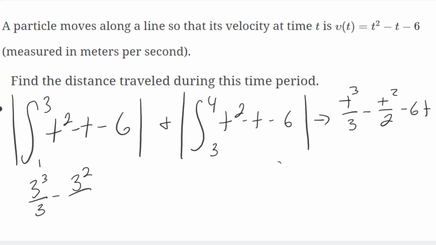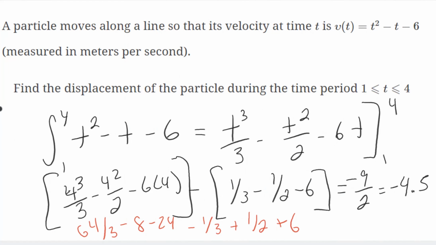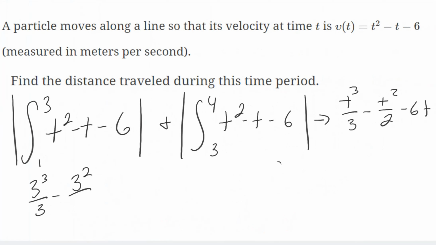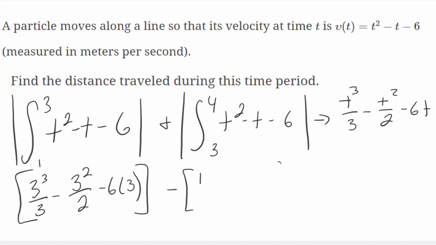Did I do 4 in the last one? Okay, no, I didn't do 4 in the last one. Did I do 4 in this one? I did. Okay, good. Didn't totally screw it all up. Minus. We're still working on the first one. It's 1 to the 3 minus 1 squared over 2 minus 6 times 1.